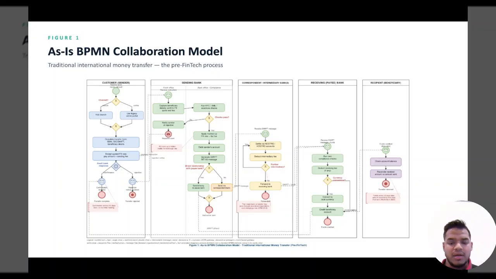As highlighted by the BIS, a single transfer may loop through several correspondent banks in sequence, with individual institutions taking their own financial cut and adding days to the timeline.